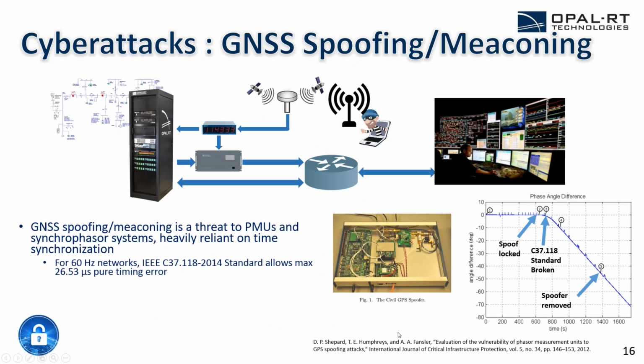So on the bottom right, there's a homemade, essentially, GPS spoofer from the University of Texas, and in it, you can see some basic PCBs that they've put together. What they've done is actually logged on to a GPS unit, and they've spoofed it, and they've caused the phase angle measurements to deviate substantially and actually have broken the standard within minutes, dictated by C37.118. And finally, you can see they haven't even removed the spoofer, but they've caused a massive angle difference in the calculation. This is relative to a system that hasn't been spoofed.